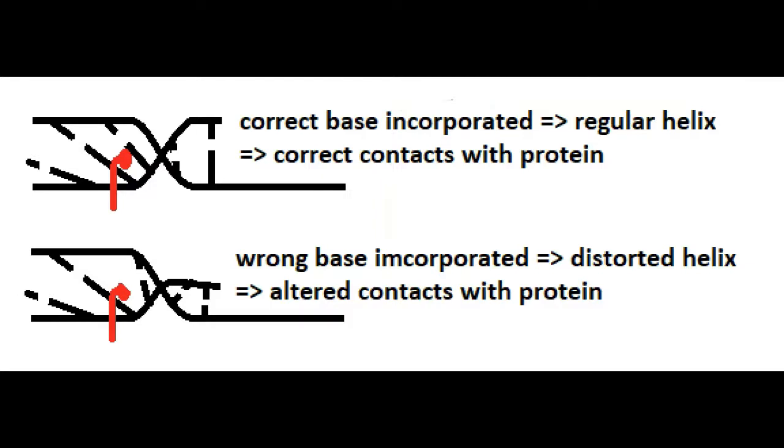So the effect of this is that it's estimated about 99% of the errors that are initially made by the enzyme incorporating the wrong base into the chain are corrected. 99% of them are corrected by this proofreading mechanism. So that means that we can increase our replication accuracy by a factor of 100, which is really good.